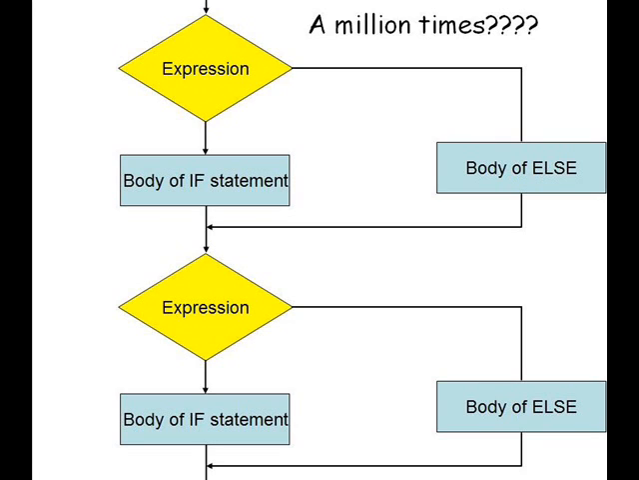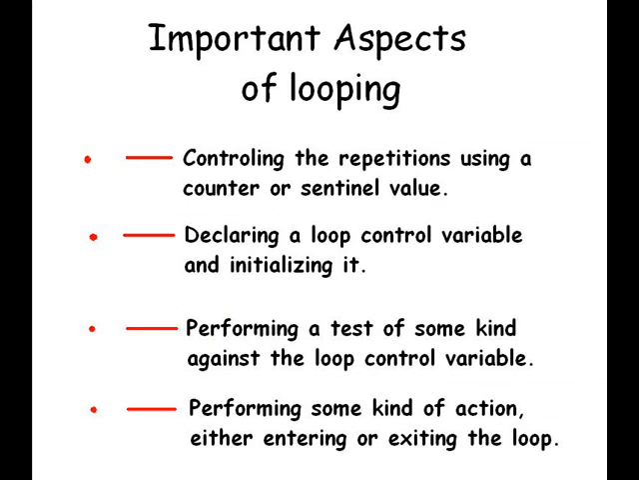Now that we covered that, what are some important aspects of looping? What are the few different types of loops? And also, what are some of the problems they pose? Some of the important aspects include controlling the repetitions using a counter or sentinel value, using control variables which must be initialized, a test of some kind against a loop control variable, and an action resulting in a repetition of the loop, basically entering the body of the loop.